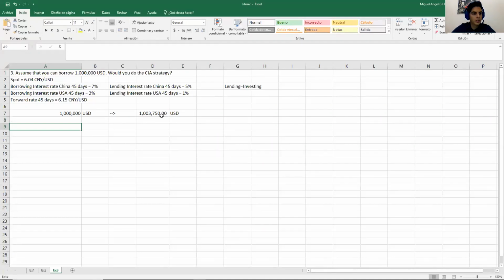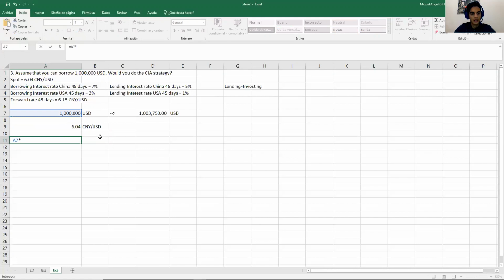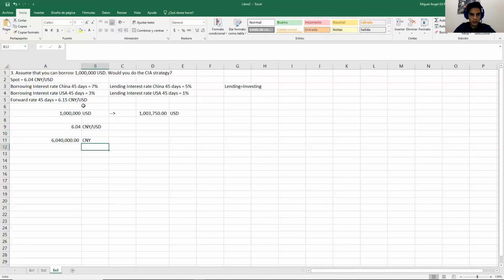Then again, as usual, I have to convert my dollars to the other currency. In this case, it is the Chinese yuan. And because I have dollars on top and dollars at the bottom, I will have to multiply. So right now, today, with the dollars that I borrow, I can have 6 million yuan. So why can I do this? It is because I borrow the money today. So today I have $1 million and I will have to convert the $1 million to Chinese yuan and then invest it in China.